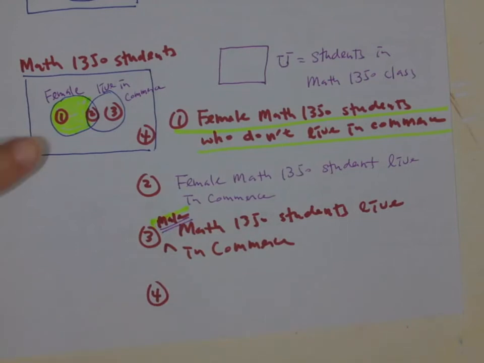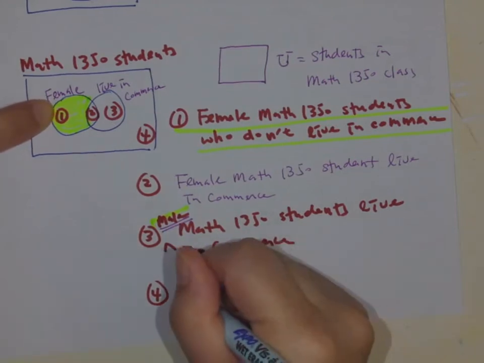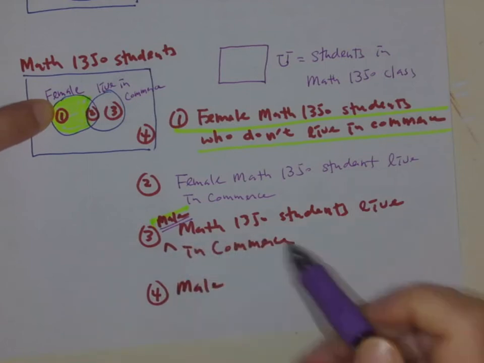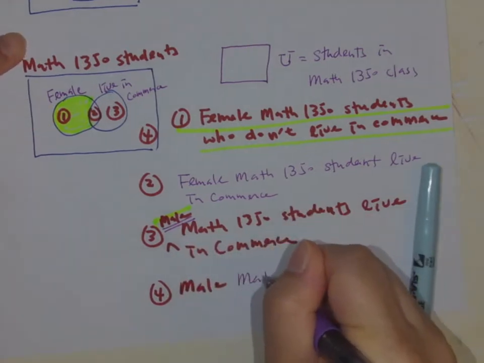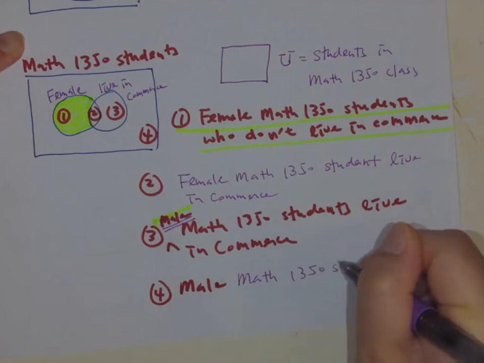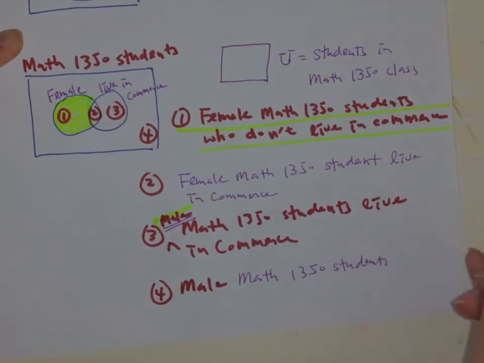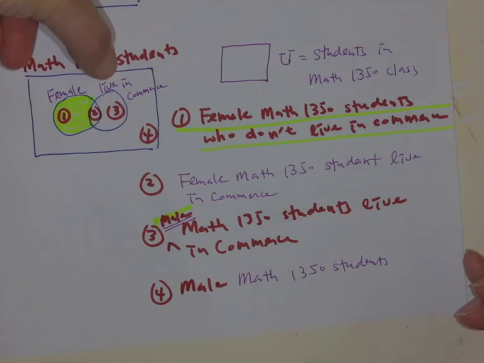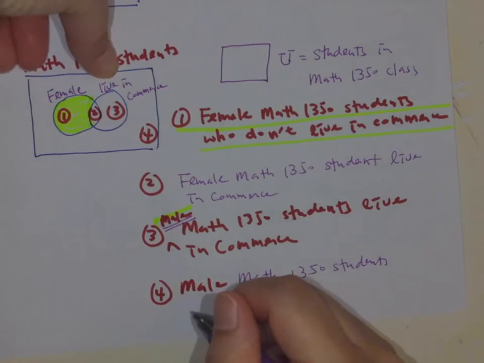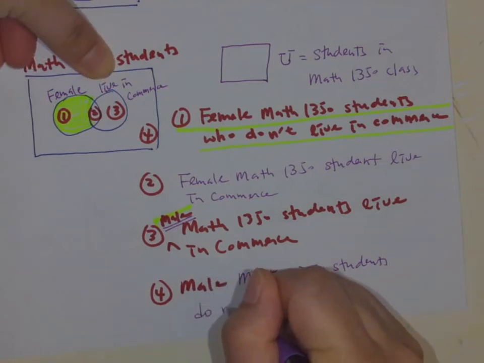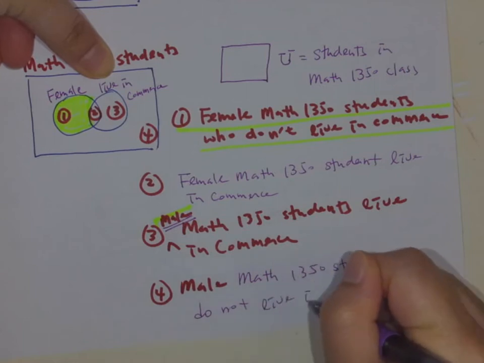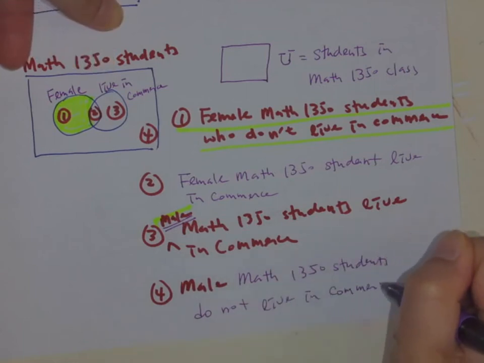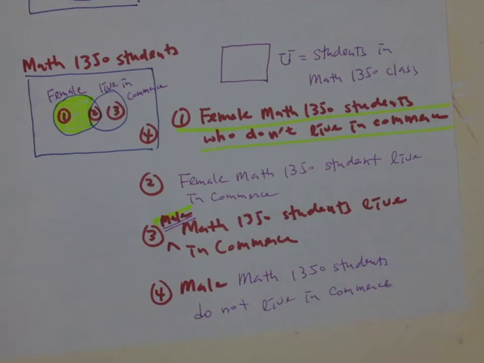So number 4 is similar. It's outside of the female circle, so it's also going to be male, right? Math in the box, so male, math, 1350 student. And not female, not live in commerce, so do not live in commerce. So this is kind of using those union, intersect, and complement, which is not part, right? So this is the basics of the Venn diagram.